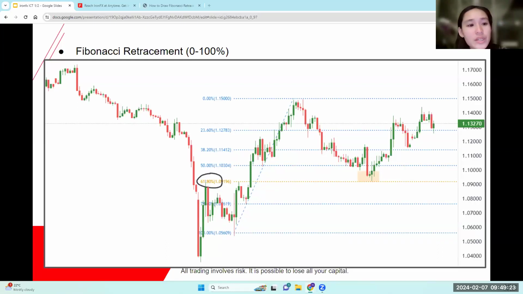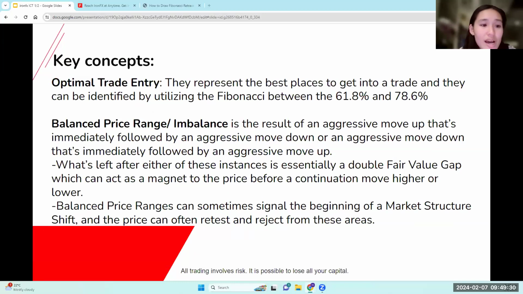Okay, now let me get back to my... Okay, so after optimal trade entry, the next key concept is a balanced price range or imbalance. This is the result of an aggressive move up that's immediately followed by an aggressive move down, or an aggressive move down that's immediately followed by an aggressive move up.